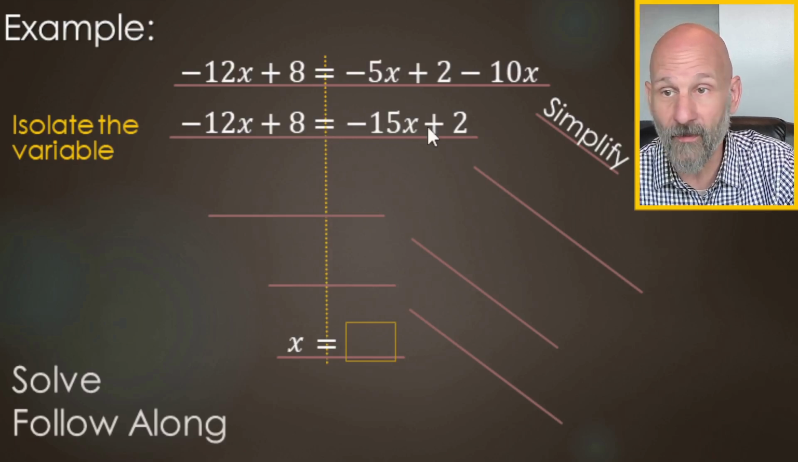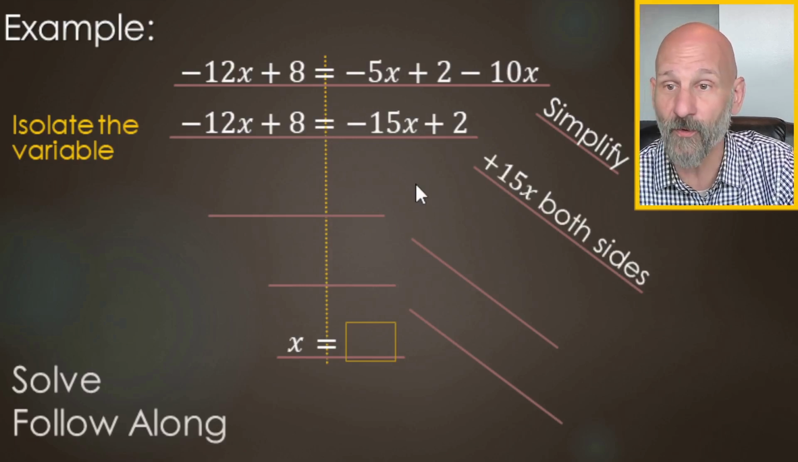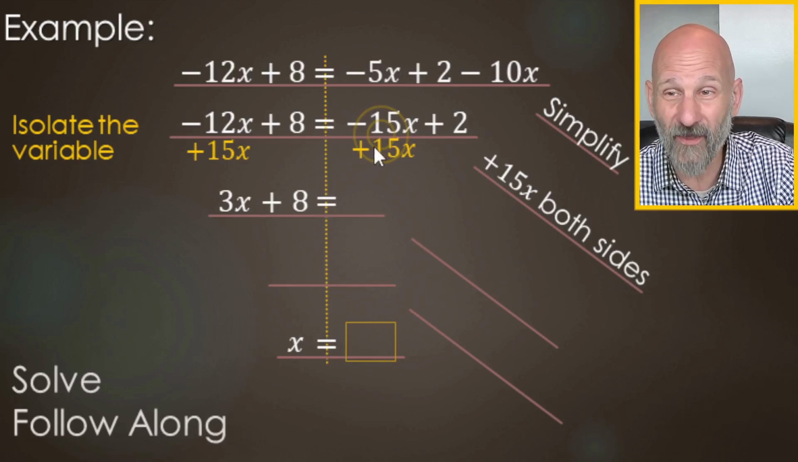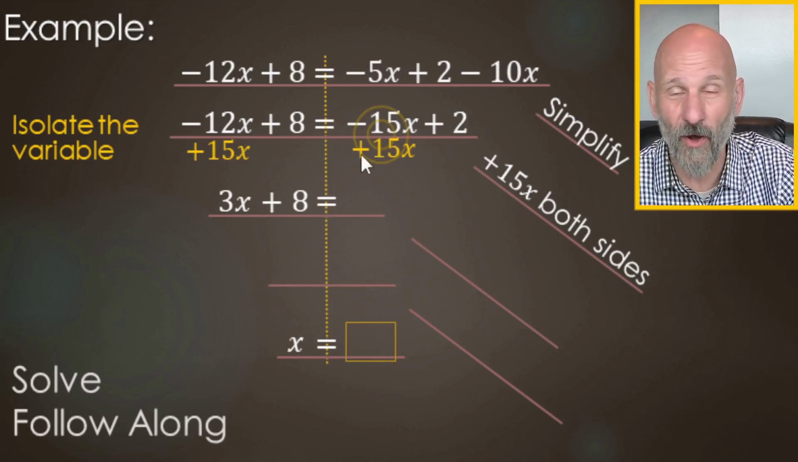So here we go. We don't want negative 15x's on the right, so we're going to do the opposite, add 15x's to both sides. So it looks like this. Now we have negative 12x's plus 15x's makes 3x's. We still got the plus 8. We still got the equal sign. Negative 15x plus 15x, 0x's on the right, so it just equals 2.